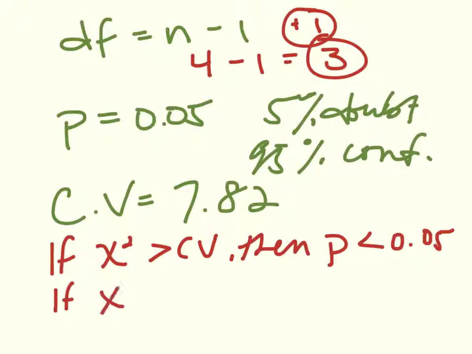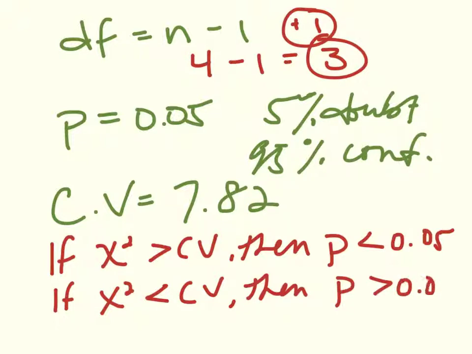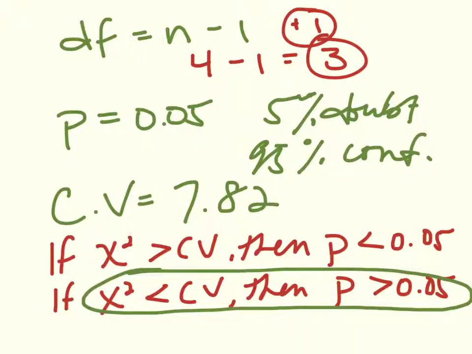But if the chi-square value is less than our critical value, then our p-value is greater than 0.05, and we must accept, or we fail to reject, our null hypothesis. Okay, and so what we see here in our data is that our chi-square value of 2.13 is less than 7.82. And so I should see something like that in your answer.